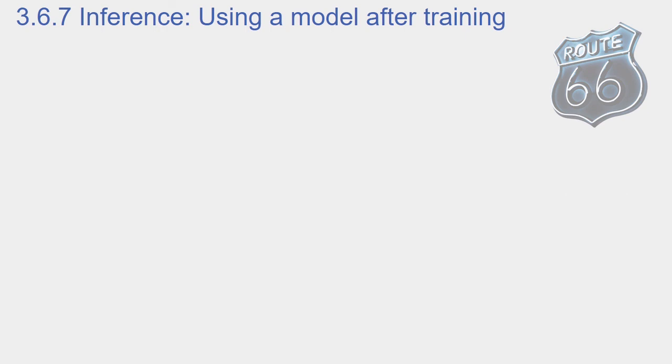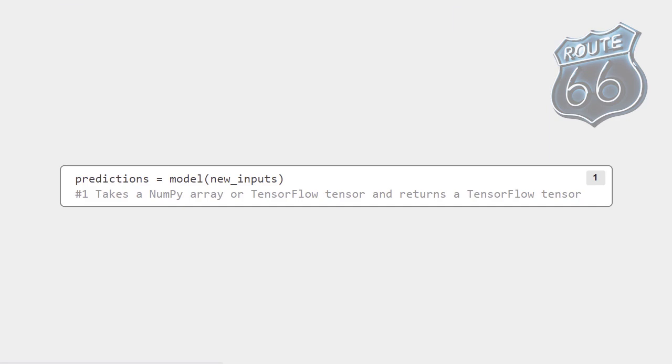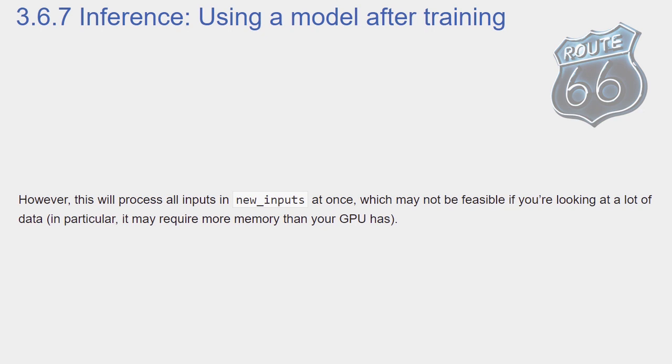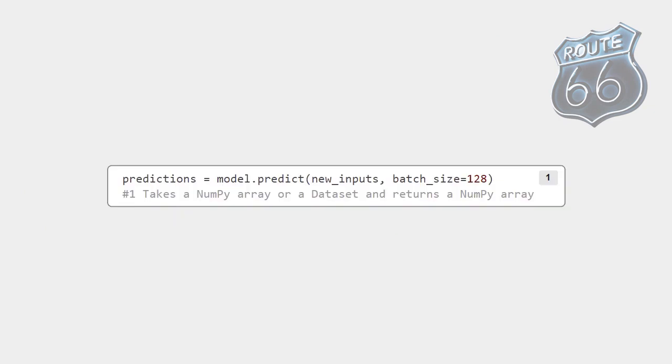Section 3.6.7. Inference. Using a model after training. Once you've trained your model, you're going to want to use it to make predictions on new data. This is called inference. To do this, a naive approach would simply be to __call__ the model. However, this will process all inputs in new_inputs at once, which may not be feasible if you're looking at a lot of data. In particular, it may require more memory than your GPU has.